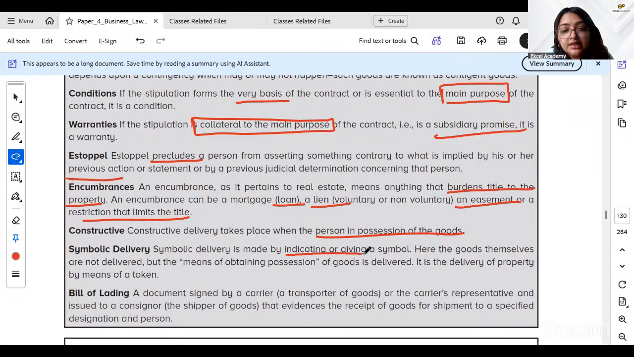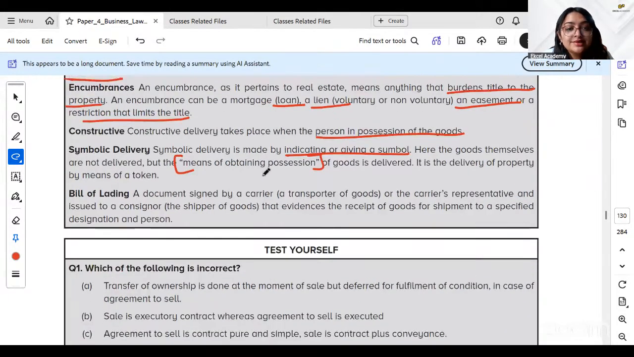Symbolic delivery is by indication. You are not transferring the goods itself, but just a means of obtaining the goods. And lastly, you have a bill of lading, which is a document signed by a carrier, which is the transport of the goods, let's say your ship or rail, or the carrier's representative, and issued to a consignor. The consignor is the shipper of the goods, the seller, that evidences the receipt of the goods for shipment to a specified destination and person.